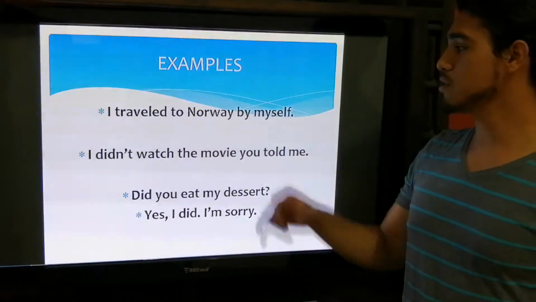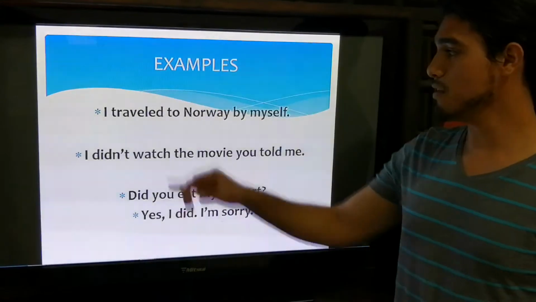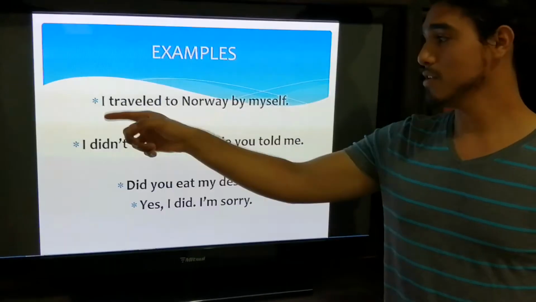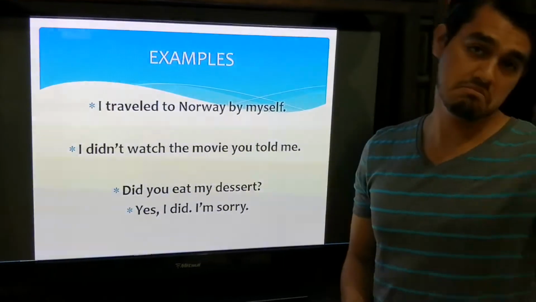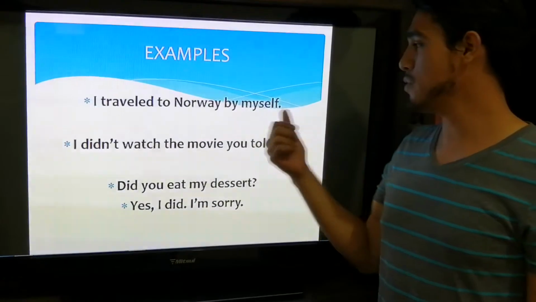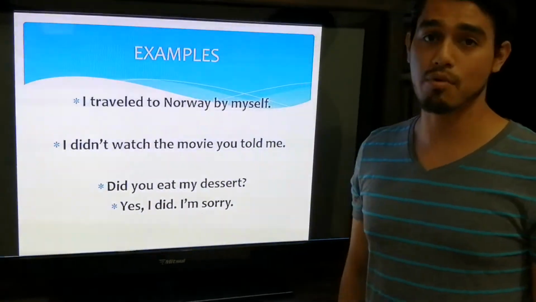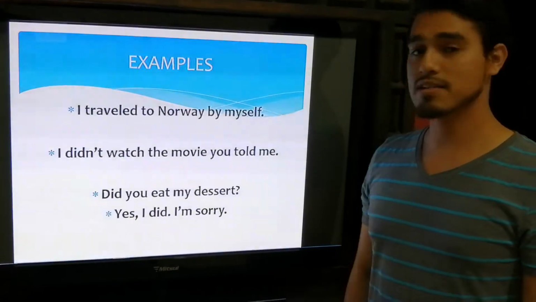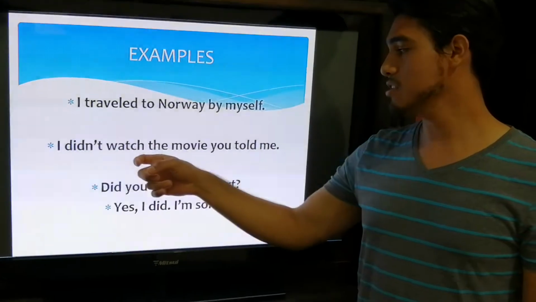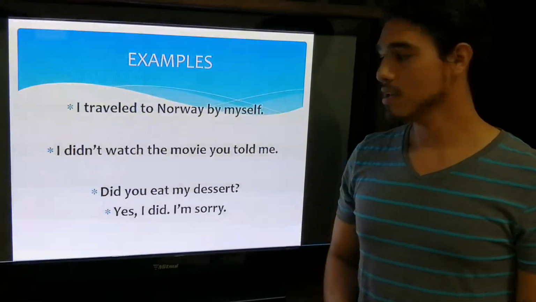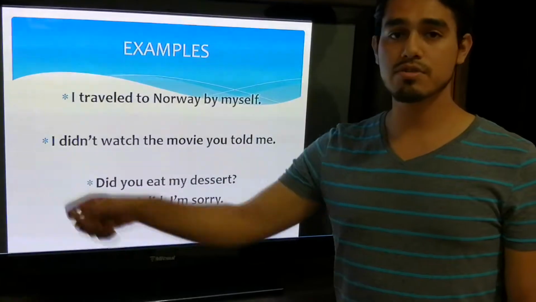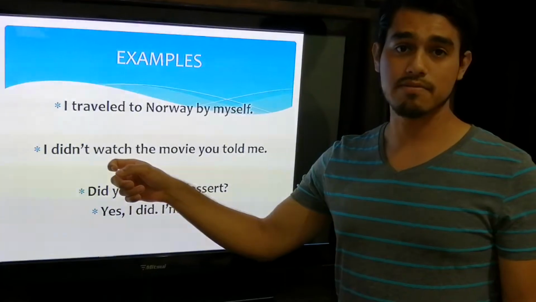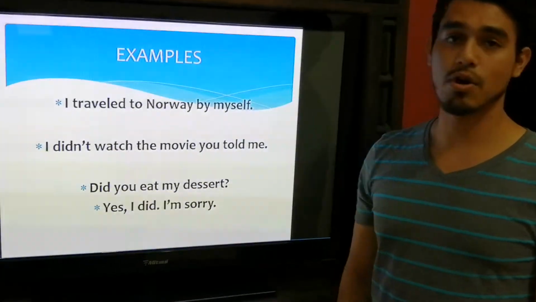Let's look at the first one. It says, I traveled to Norway by myself. Good. If you realize, the verb is travel, but it is in past simple. So I say, I traveled to Norway by myself. When? Well, in the past. Maybe you can add here when you traveled to Norway, okay? But this is how we make statements in positive, okay? So now let's look at the negative form, and it says, I didn't watch the movie you told me, okay? Remember, I am using the auxiliary verb in negative, and my verb is in infinitive, okay? So I say, I didn't watch the movie you told me, okay?